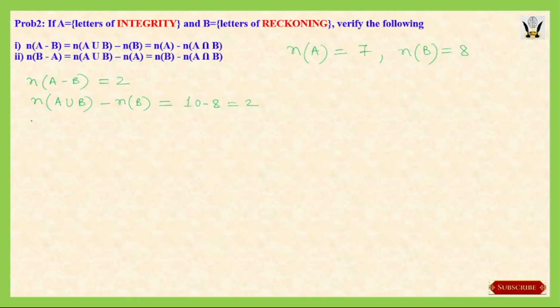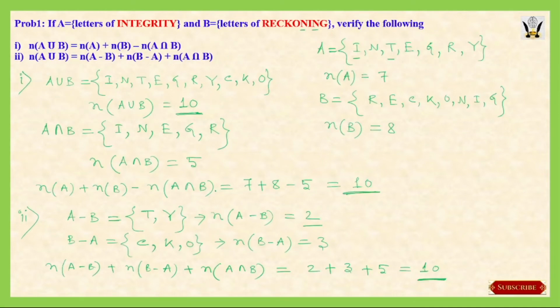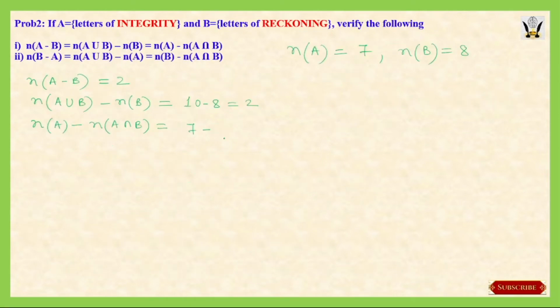Now the next is n of A. From that we are subtracting the cardinal number of this intersection operation between A and B. So n of A is 7 that we have already seen, and the cardinal number of this intersection operation is 5. So here it will be 7 minus 5, which is again 2. Hence it is proved. The first problem sum.